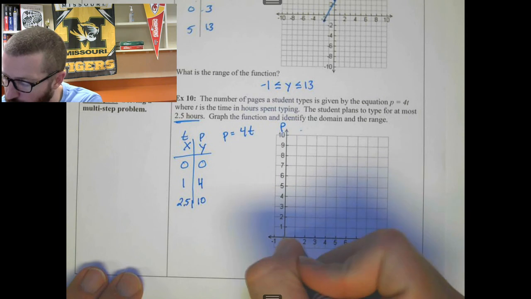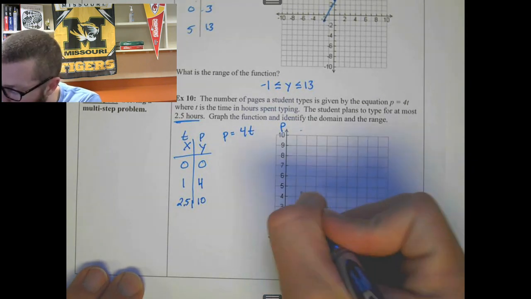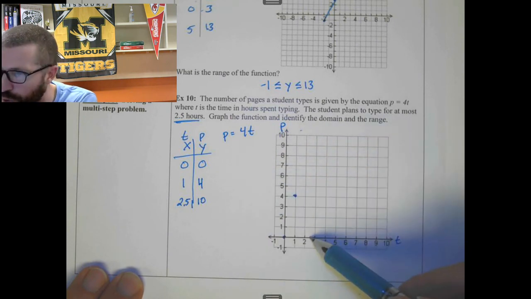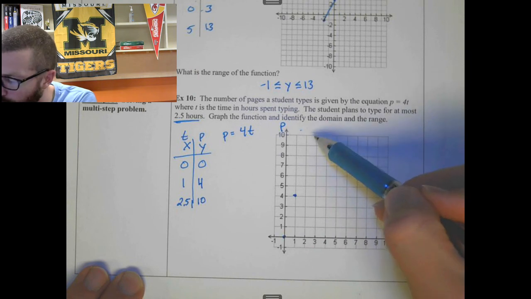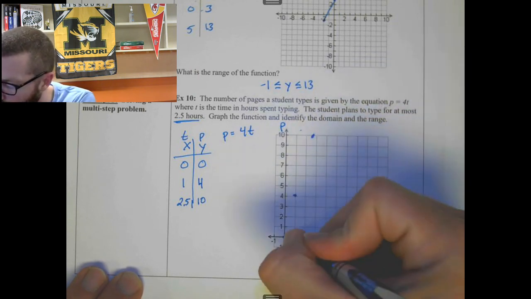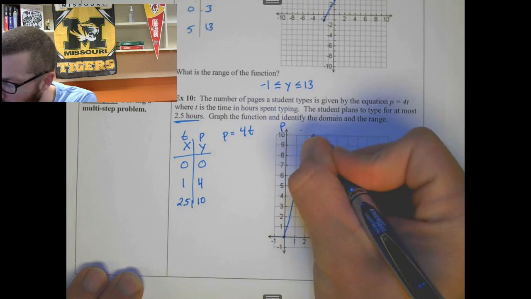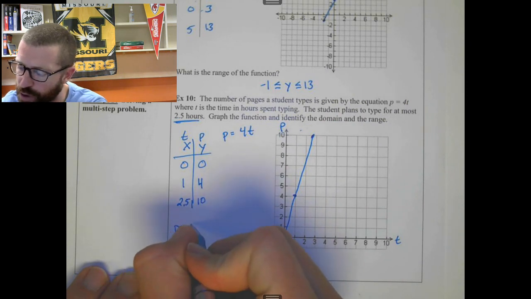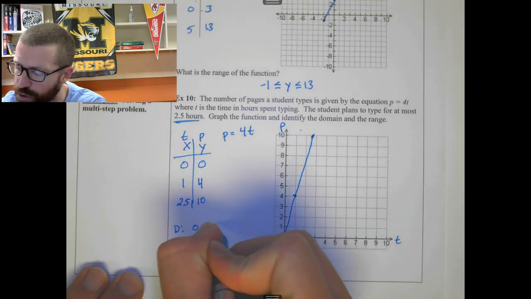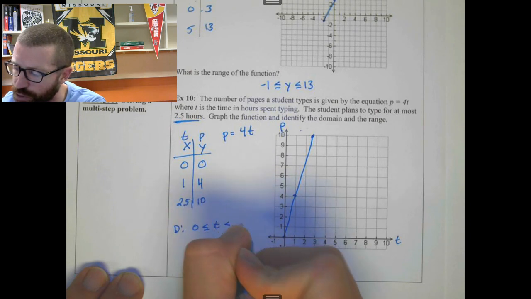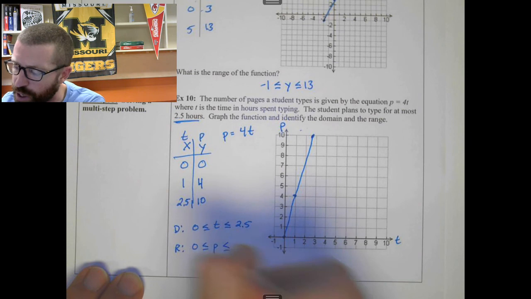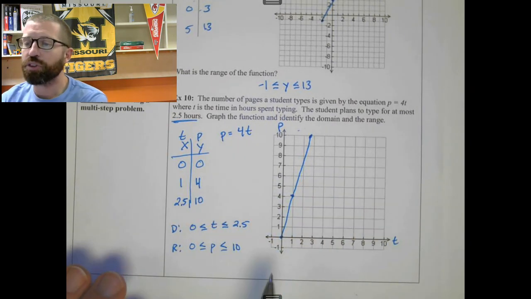And so now we have some points we can plot. We have 0, 1, 4, and then 2.5, which is in between 2 and 3. So right in here is going up to 10. And connect those to make our line. And then the domain is in between 0 and 2.5. My range is in between 0 and 10. And so let's talk about those a little bit.